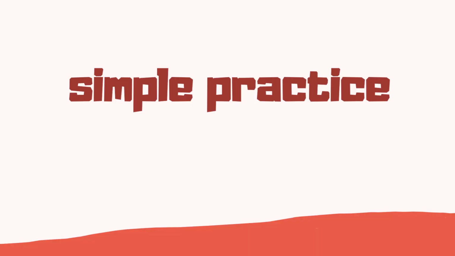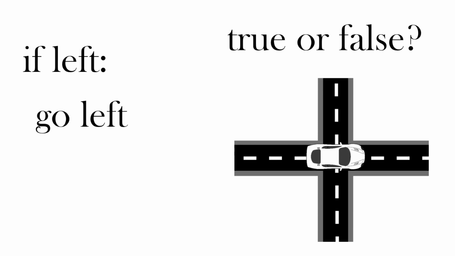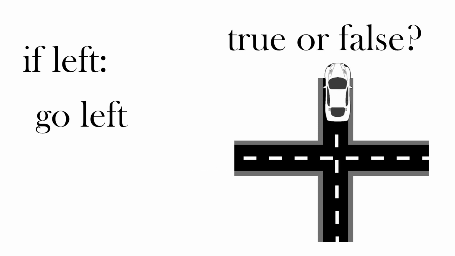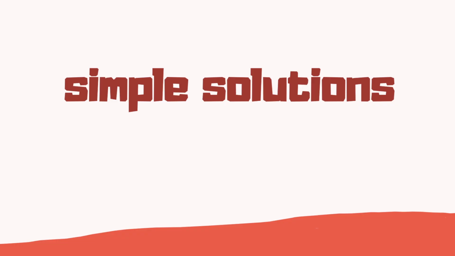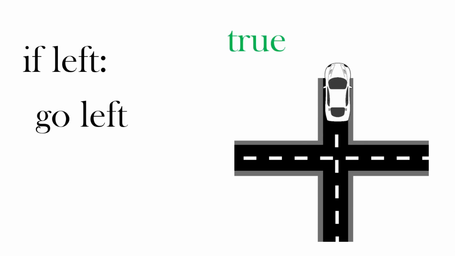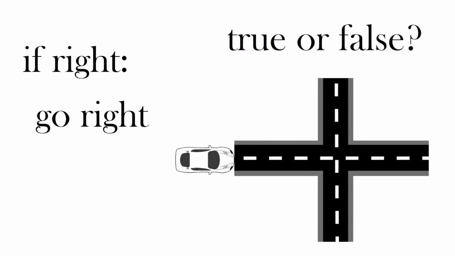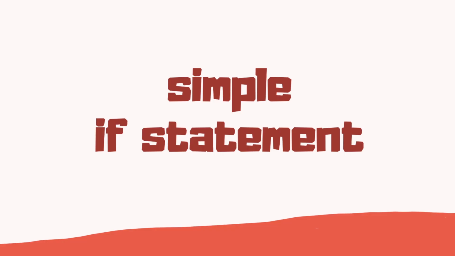Let's have some simple practice. If left, go left. Is that true or false? If right, go right. True or false? The solutions. First one, the car went left, so it's true. Second one, the car did not go right, so it's false.